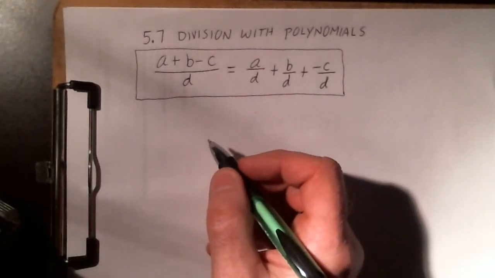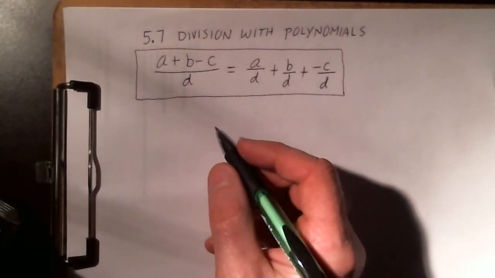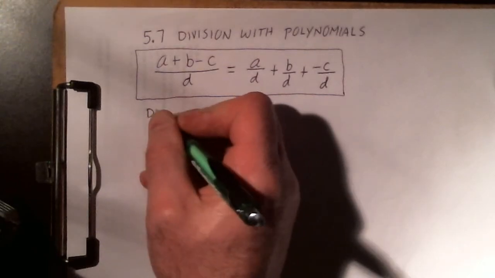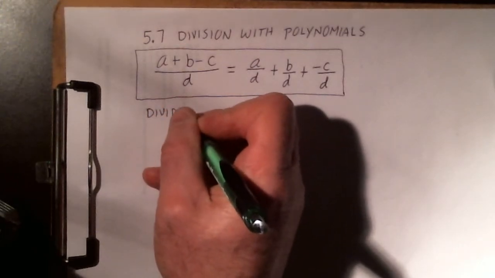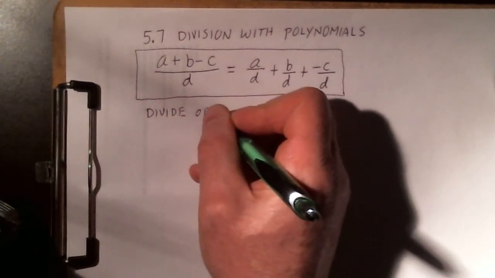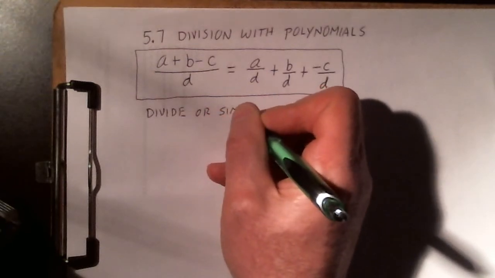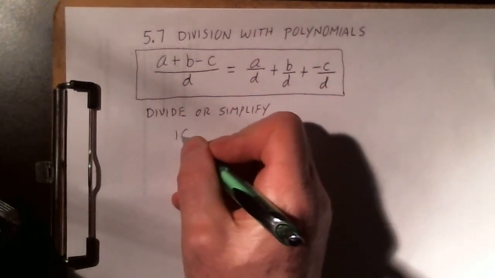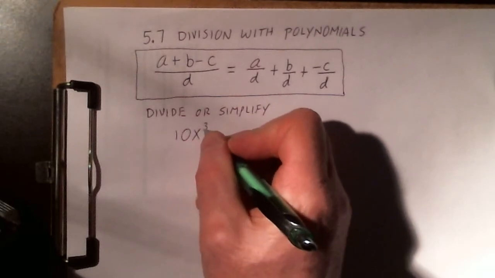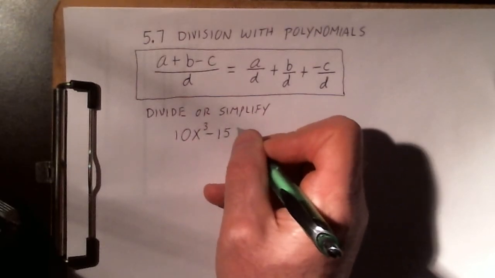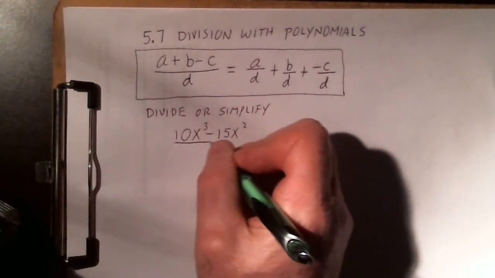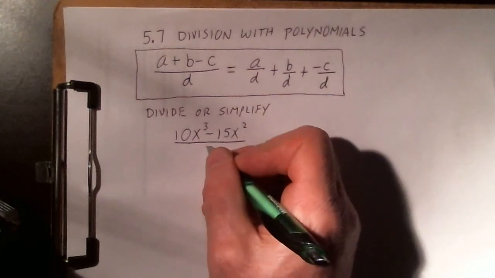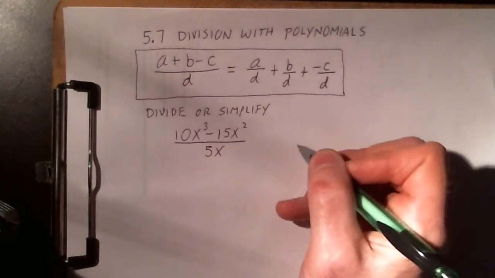Okay, so let's look at a couple of examples here. The instructions will probably say divide or simplify. Let's take 10x cubed minus 15x squared, and let's take this binomial and divide it by this monomial 5x.